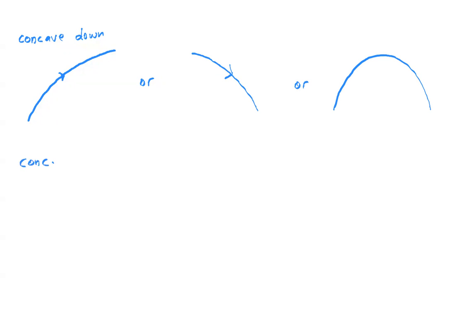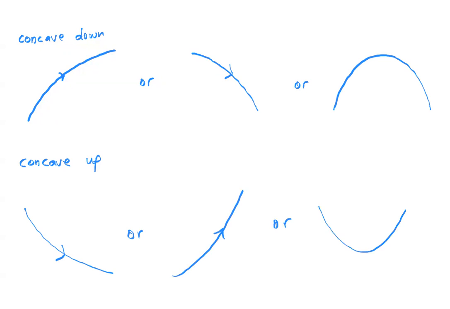Concave up can be like this, or it can be like this, or it can be both, halfway and halfway. So when you say concave up, there are three possible shapes. When you say concave down, there are three possible shapes. Or you don't break it like that. You always take it like this and like this. No, that is how I break it.